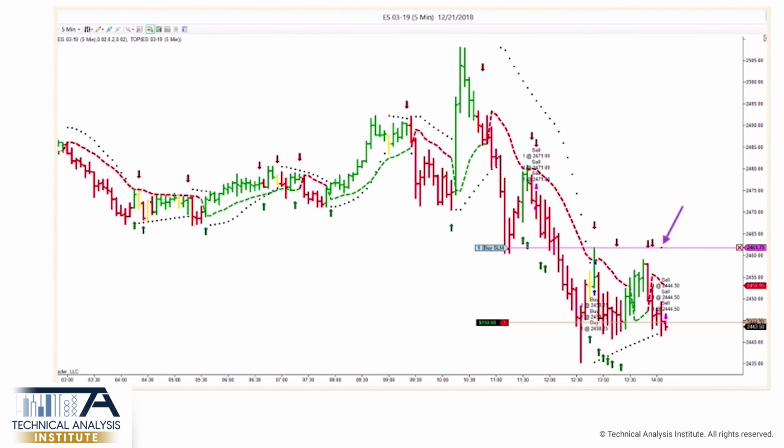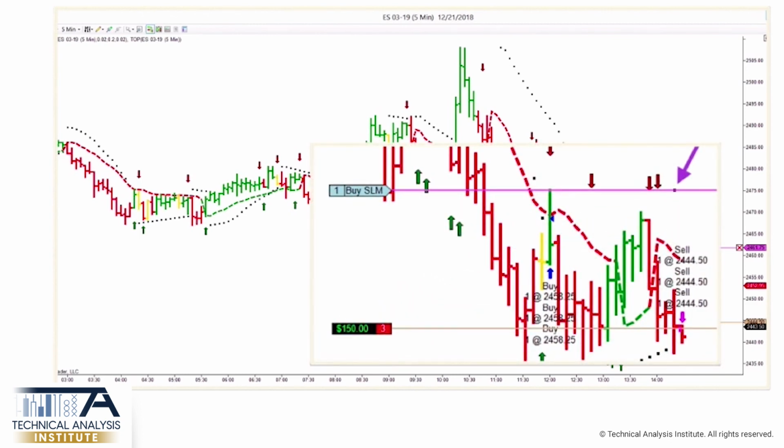Additionally, this time the SAR had moved above the bar. So I immediately placed my sell order at 24.44.50 with the stop at the level of the SAR at 24.61.75. My order was immediately filled.